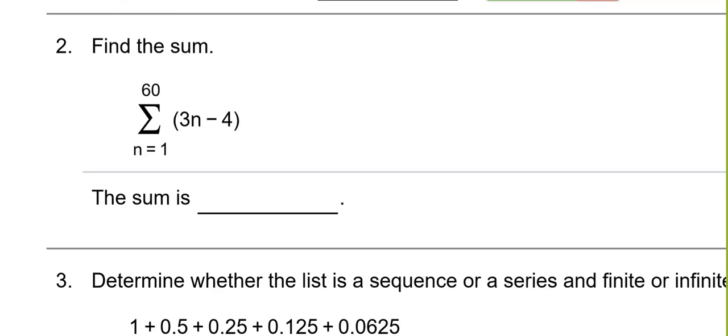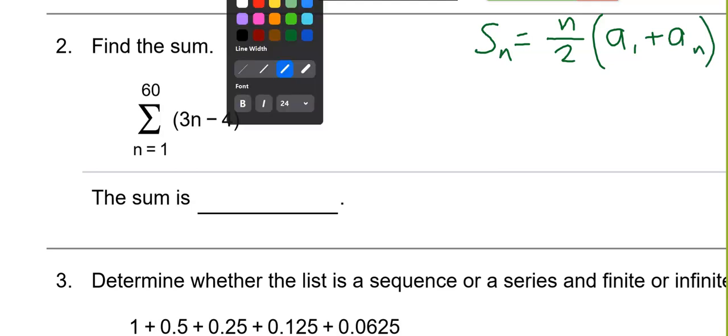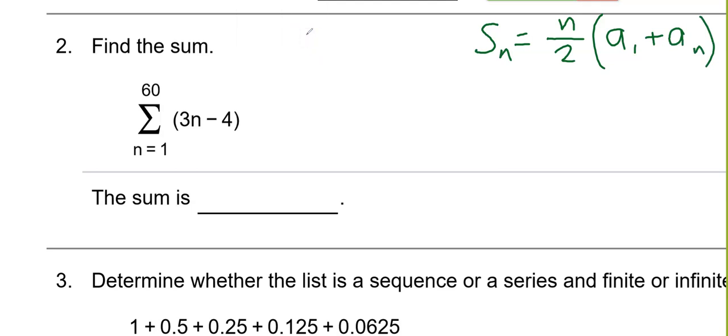This is also a finite sum, so what pieces of little Carl's formula do we have? Do we know how many terms there are? When you look at the summation notation, it says that we're starting with the first term and we're stopping with the 60th term. Do you know how many terms there are? 60. That's right. 60 terms. So we know that much of little Carl's formula.